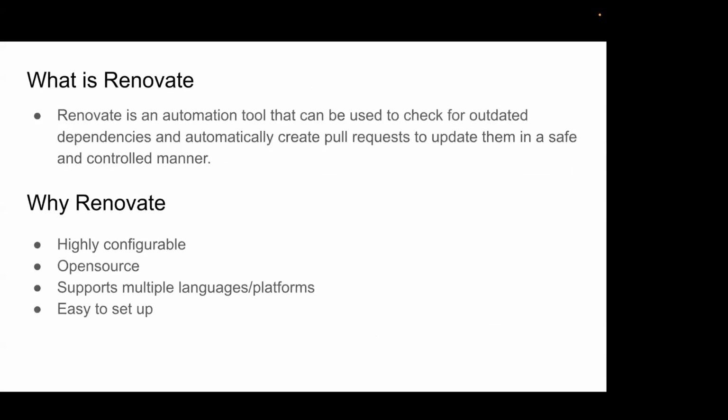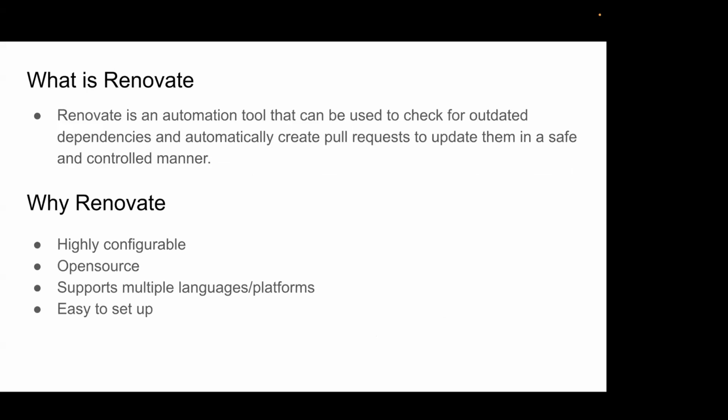So Renovate was a solution to this. I'll just read off the board. Renovate is an automation tool that can be used to check for outdated dependencies, automatically create pull requests and update them in a safe and controlled manner. So pretty much exactly what we need a solution for.